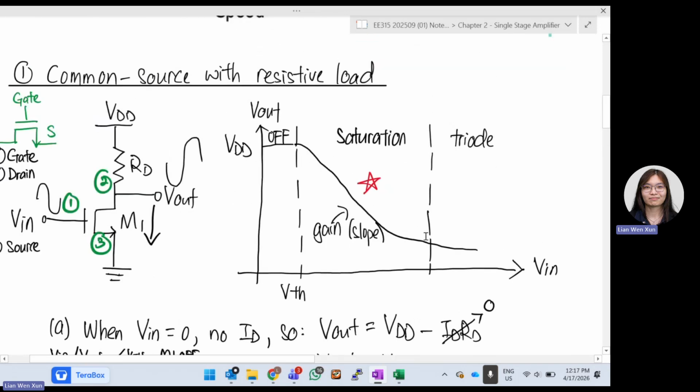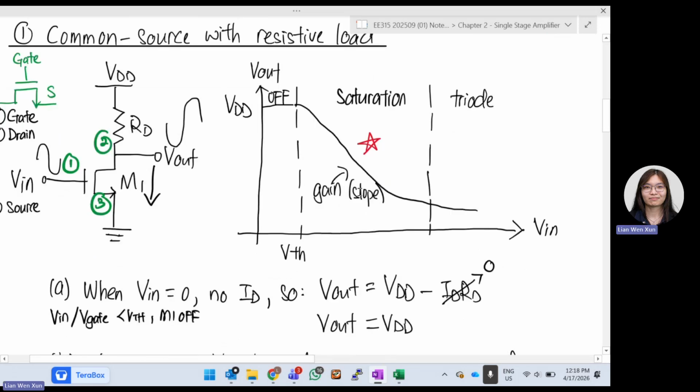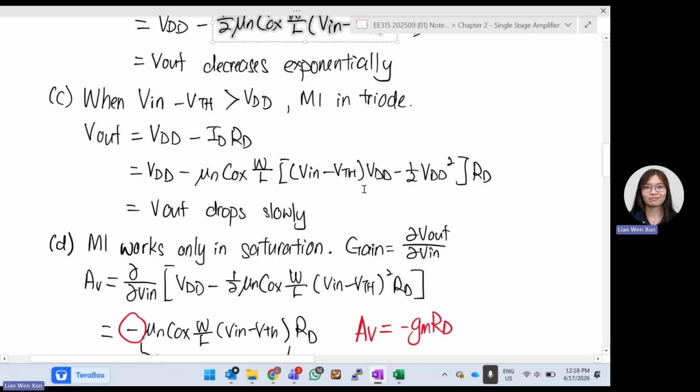This is your saturation region. And this is usually the point that we want our amplifier to work at, because we want to observe a change. When we change one input, you see there's a big change of output. Okay, this is the point that we want to observe.